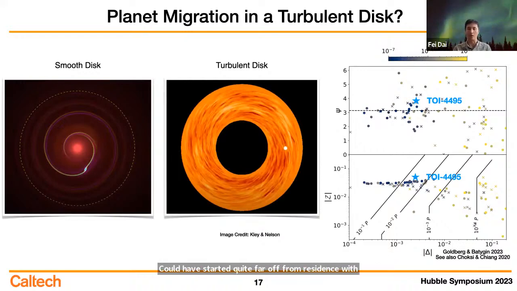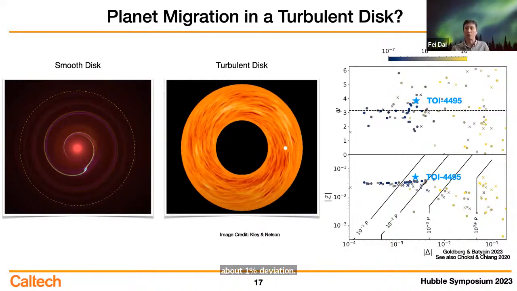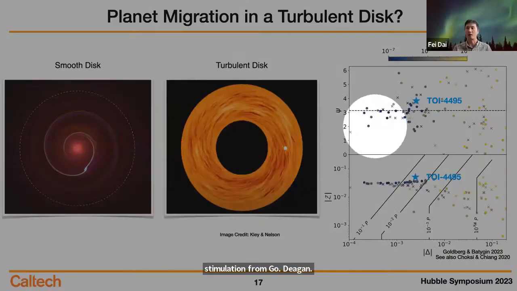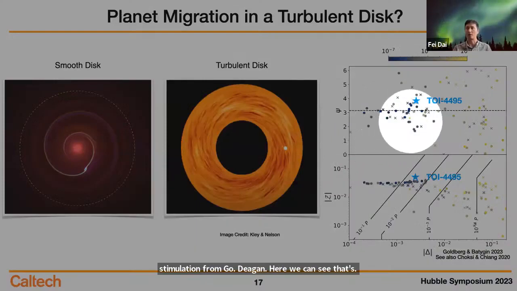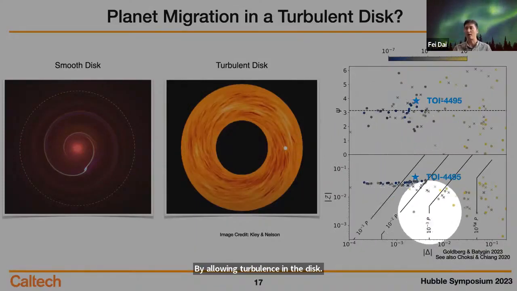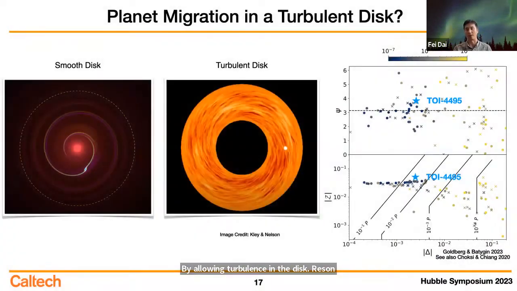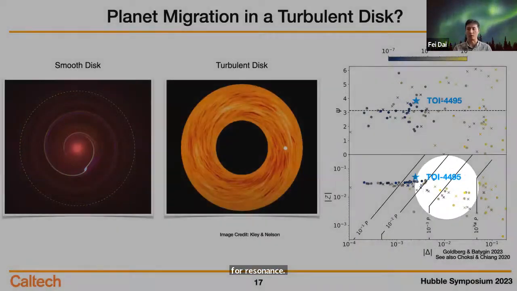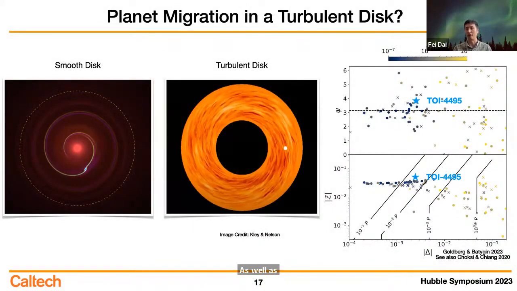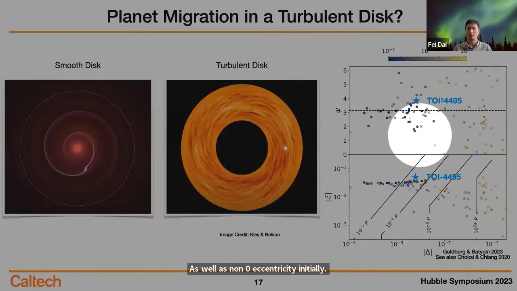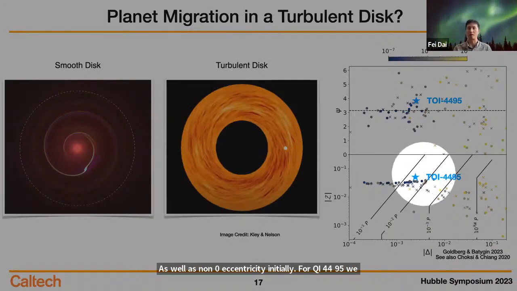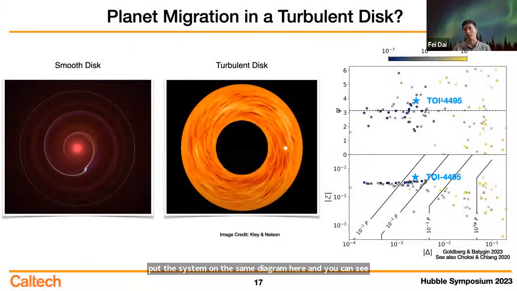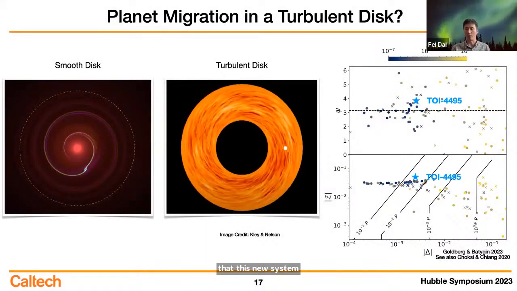And the two panels on the right show the direct simulation from Goldberg and Batygin. Here we can see that by allowing turbulence in the disk, resonant pairs show a rather wide range of delta, or the deviation from resonance, as well as a non-zero eccentricity initially. For TOI 4495, we put the system on the same diagram here, and you can see that this new system we're talking about is rather consistent with the prediction of migration in a turbulent disk.